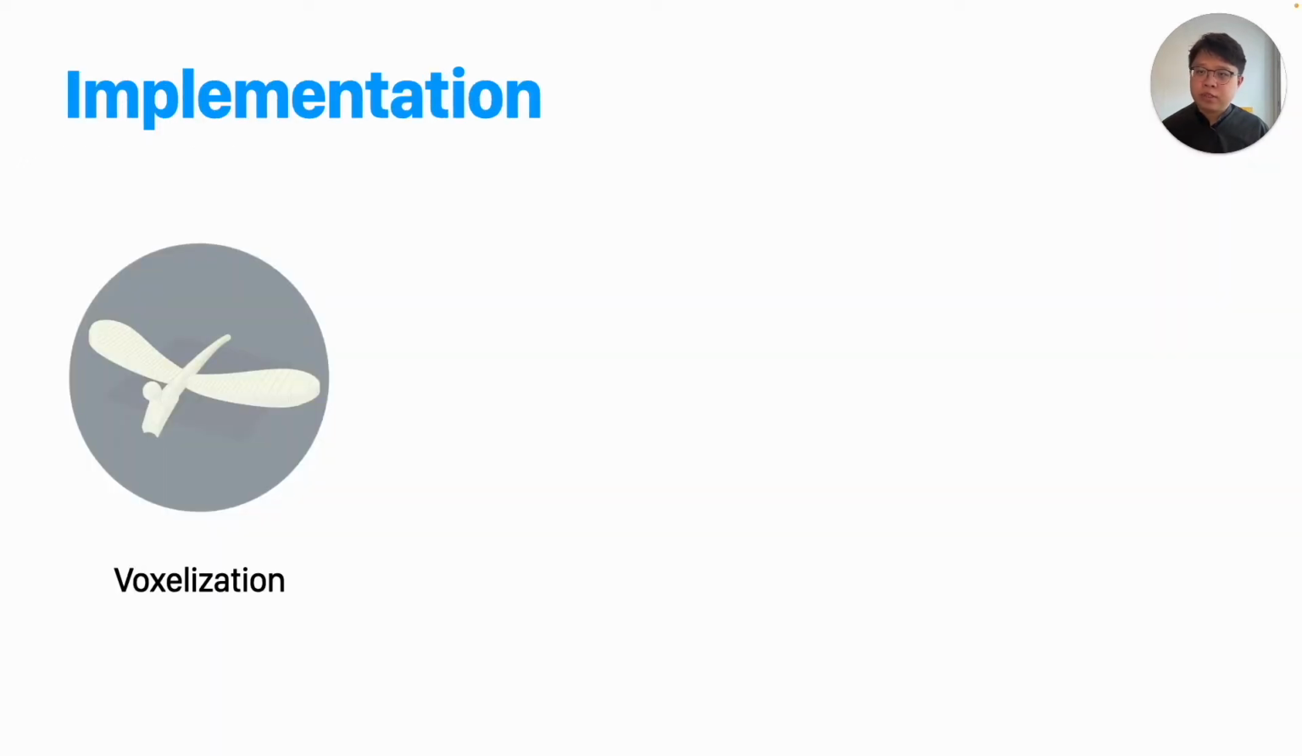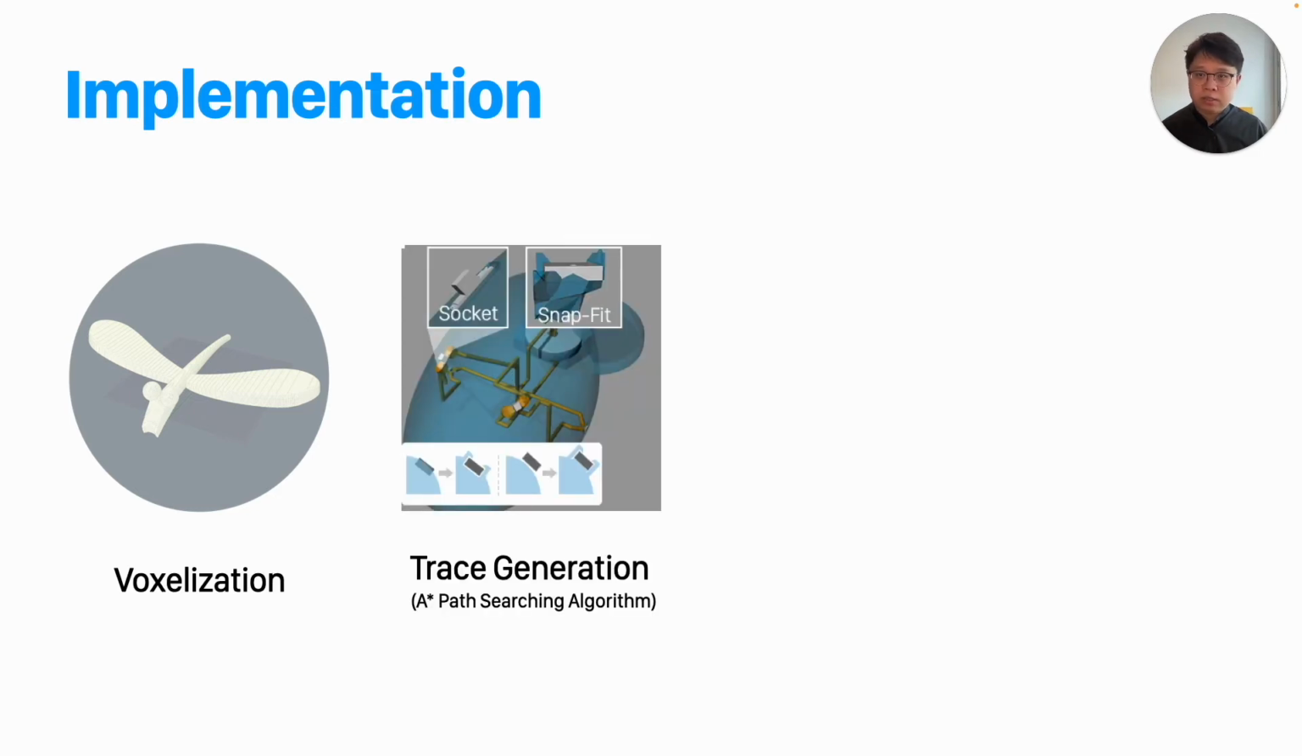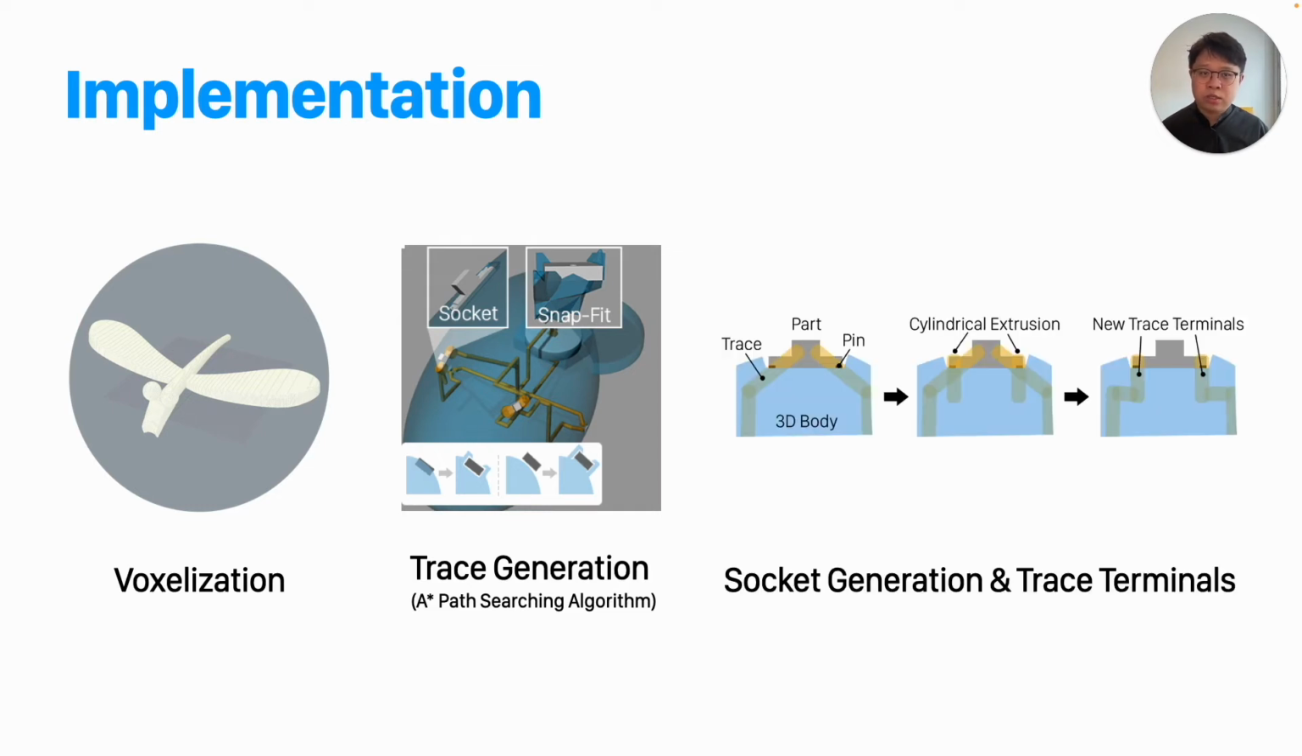For quick positioning, we highlight the 3D model first and visualize all the possible position candidates on the surface for the user to select. For trace routing, we use a modified A-star path searching algorithm in 3D space. We also created two different socket designs, flat ones for small-scale parts and those with snap-fit guides for a larger part. We also improved how the traces are connected to the part pin pads. For the implementation details, please refer to our paper.